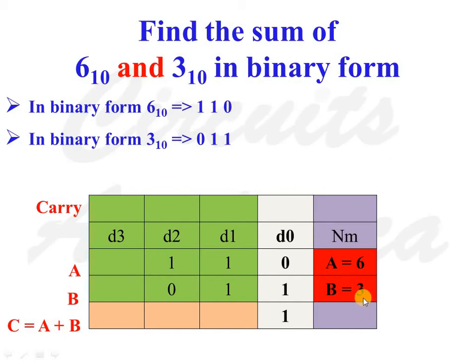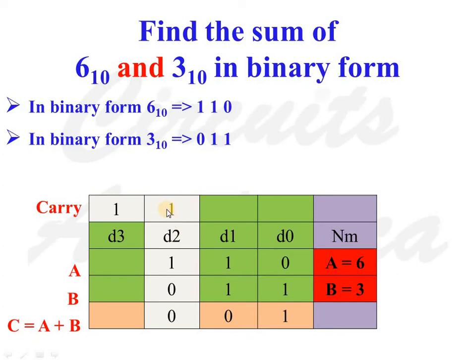Now let us do the addition operation. Starting from LSB D0. 0 plus 1, result is equal to 1, sum is equal to 1, carry is equal to 0. So considering bit D1, 0 plus 1 plus 1, so 1 plus 1 is equal to 1, 0. So sum bit is equal to 0 with a carry 1.